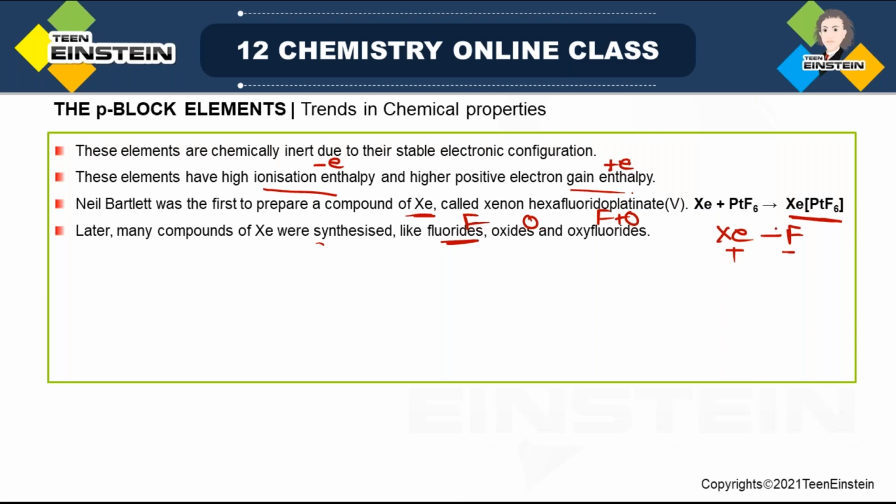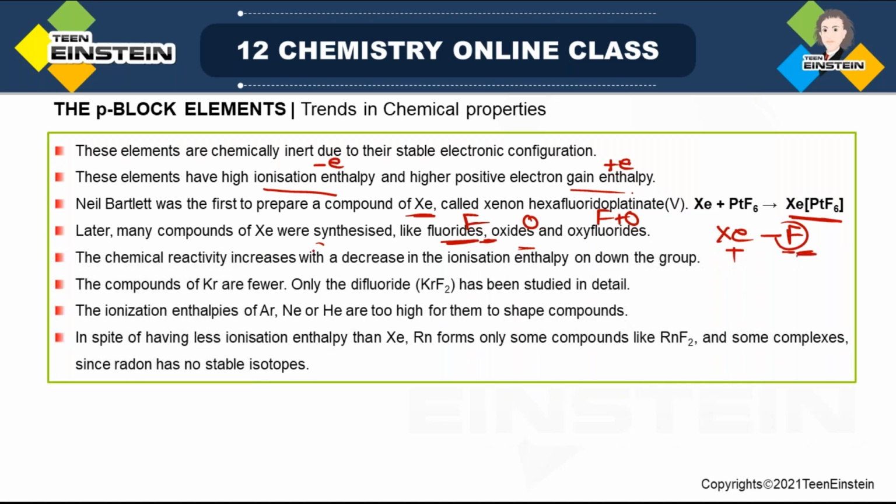Now as fluorine is highly electronegative, it can draw electron easily from xenon. So that is why, though ionization enthalpy is very high, this bond formation is still possible. But instead of taking F, if you have taken any other element which does not have very high electronegativity, then bond formation will be difficult. So that is why compounds of xenon are known, and that is mostly compounds with oxygen, fluorine, and both oxygen and fluorine.